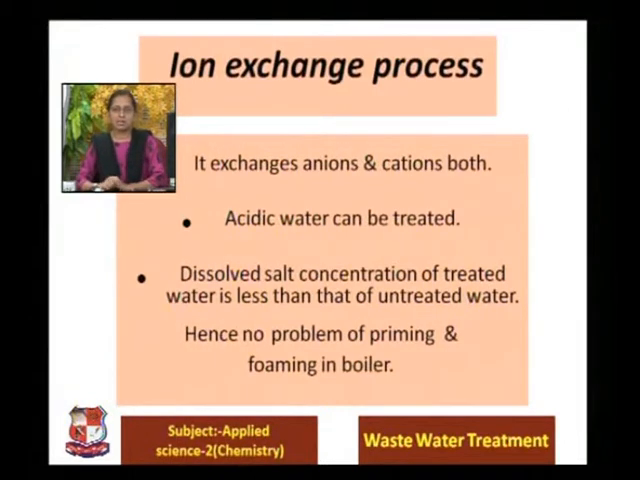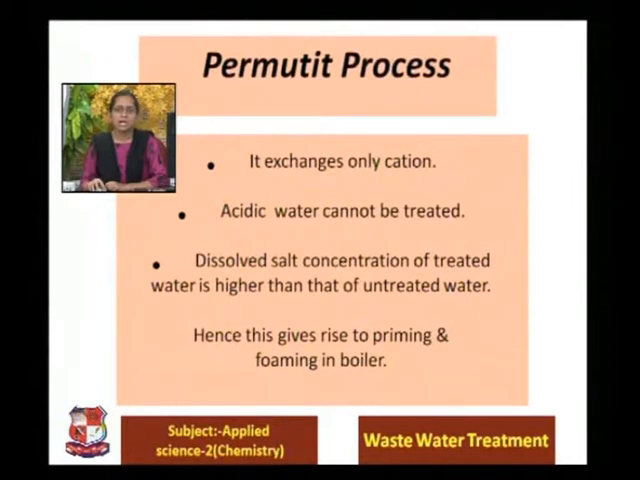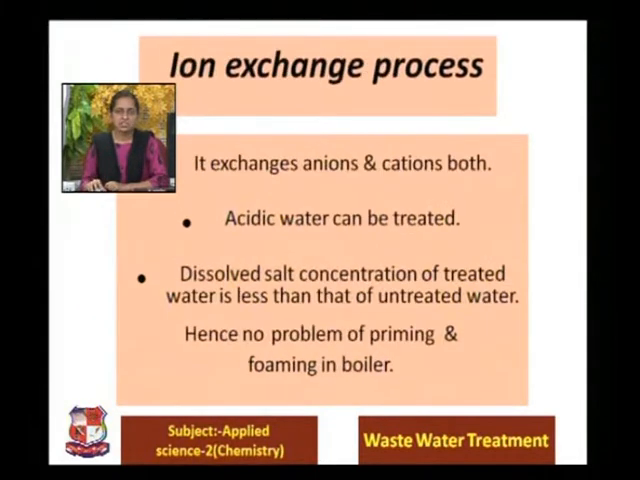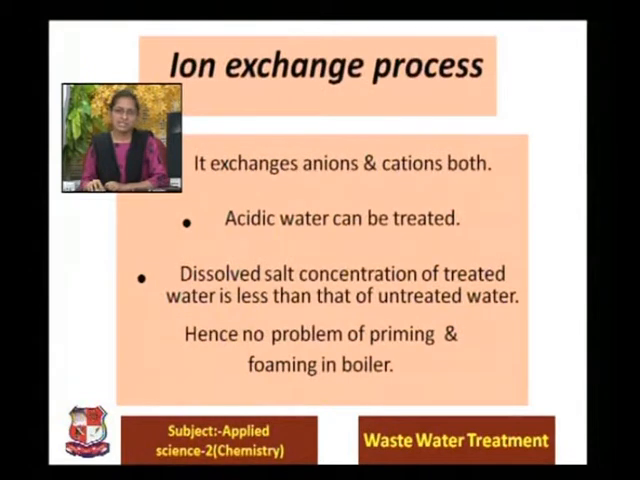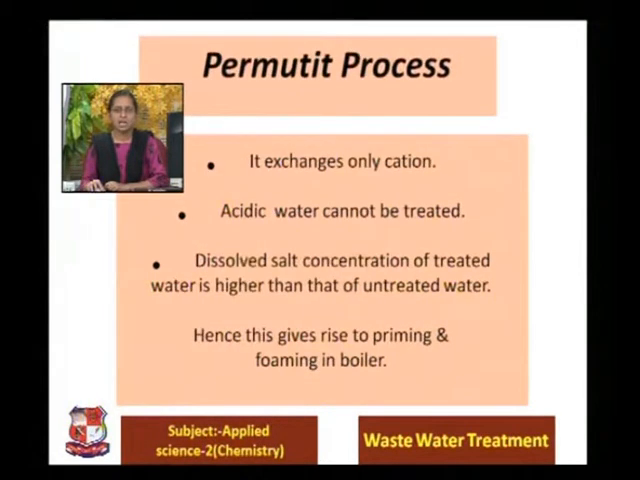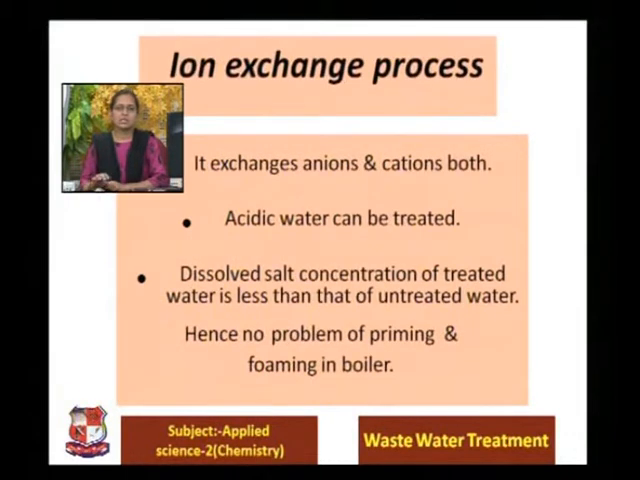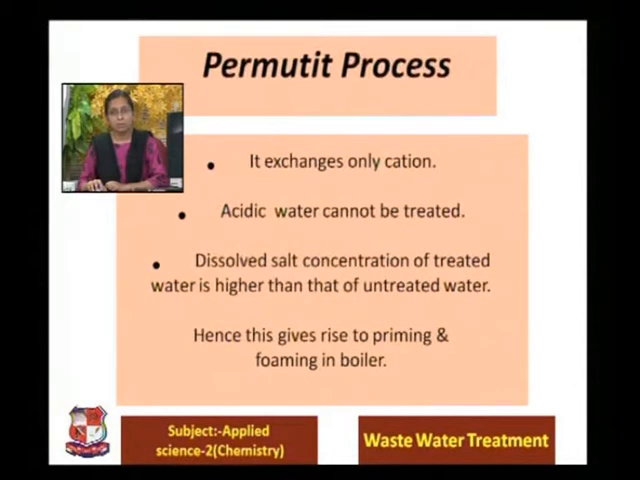So what is the comparison? If you see here in both summaries, permutit exchanges only cations, while ion exchange exchanges both cations and anions. Acidic water cannot be treated in permutit; here acidic water can be treated. In permutit, the dissolved salt concentration of treated water is higher than that of untreated water. Here, the dissolved salt concentration of the treated water is less than that of the untreated water, so there is no priming and foaming in the boiler. But in case of permutit, there are chances of priming and foaming in the boiler.